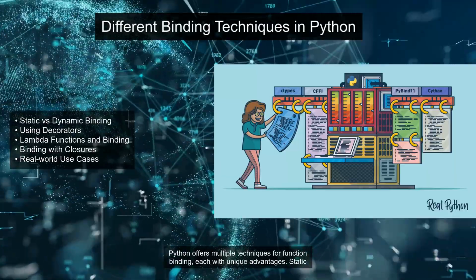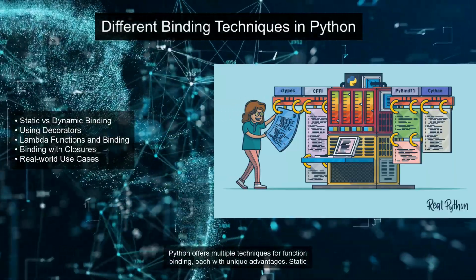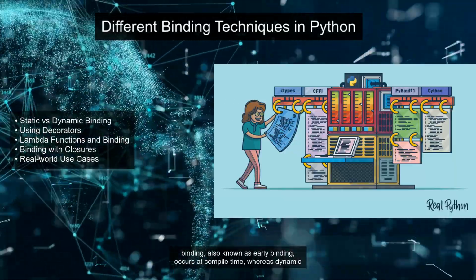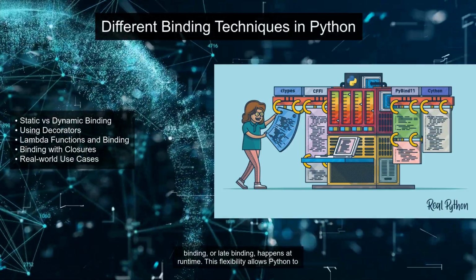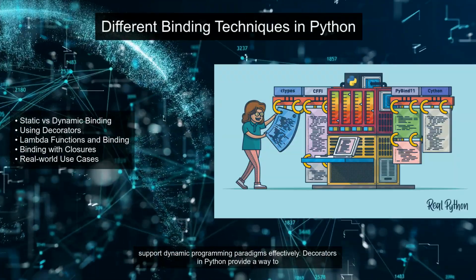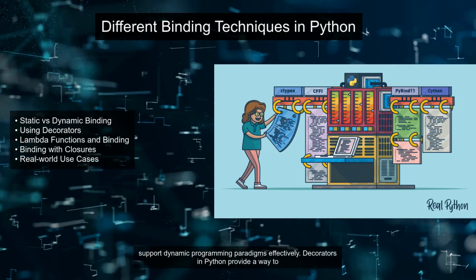Python offers multiple techniques for function binding, each with unique advantages. Static binding, also known as early binding, occurs at compile time, whereas dynamic binding, or late binding, happens at runtime. This flexibility allows Python to support dynamic programming paradigms effectively.